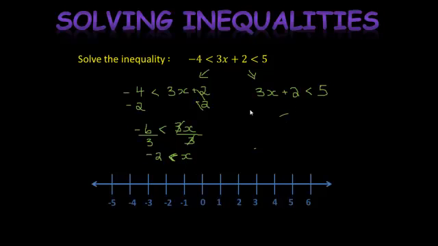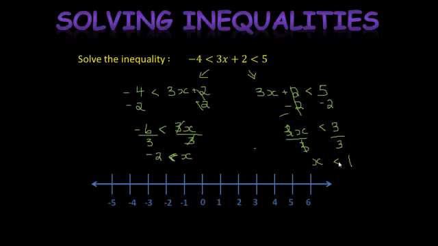Let's look at the other side now. Okay, so I've got 3x plus 2 is less than 5, so I'm going to subtract 2 from both sides, just like I did before. So 3x is less than 5 minus 2, which is 3. And to get x on its own, I need to divide by 3. Okay, so those cancel. And I get x is less than 3 divided by 3, which is 1.